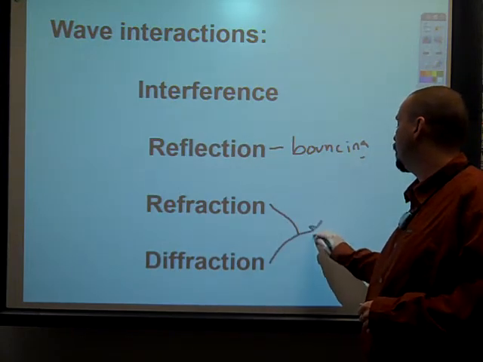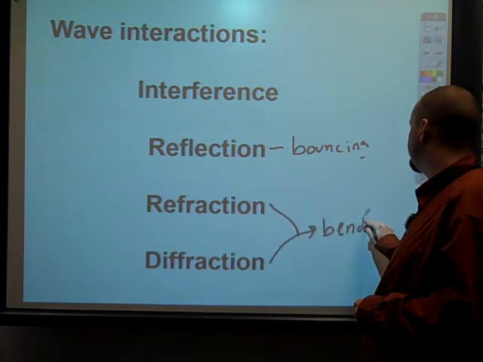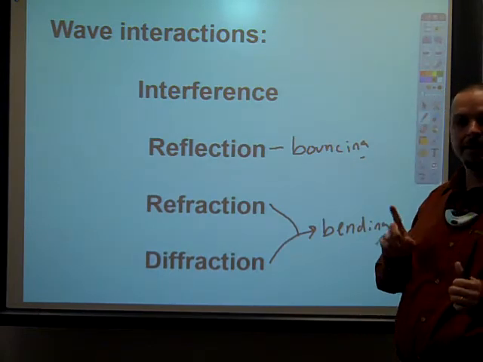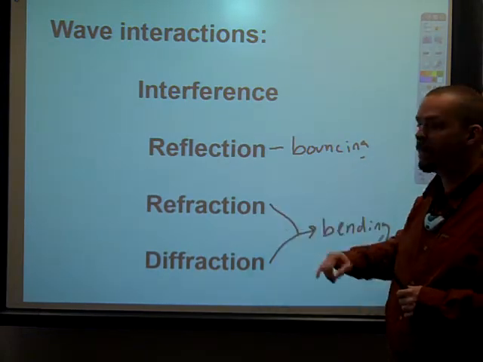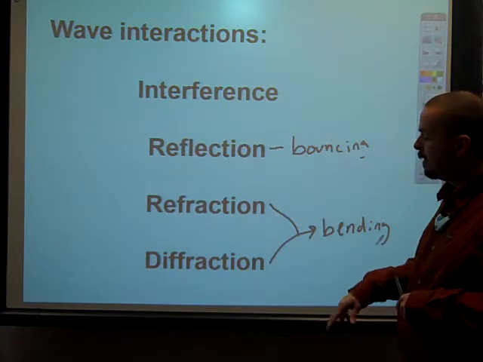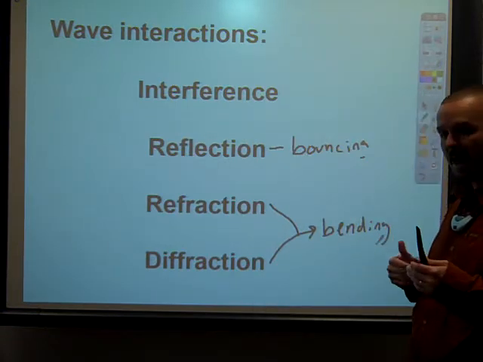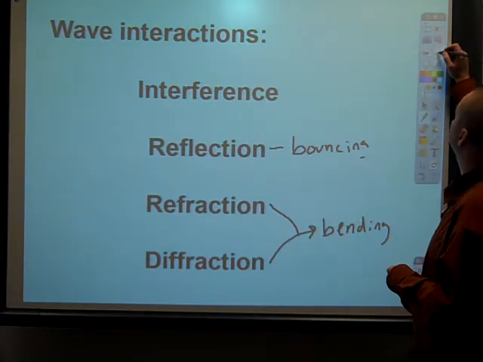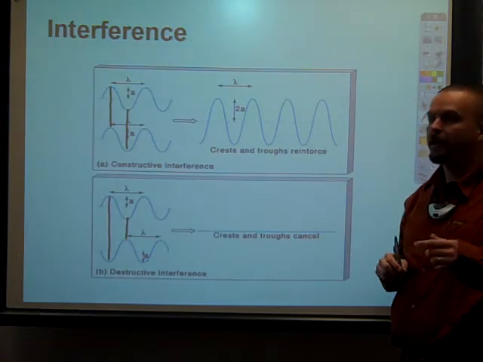Refraction and diffraction both involve bending, but bending in two different circumstances. Refraction, bending as it goes into another medium. Diffraction is bending as it passes the edge of a barrier. We're going to see that in just a second. Let's start with the interference.